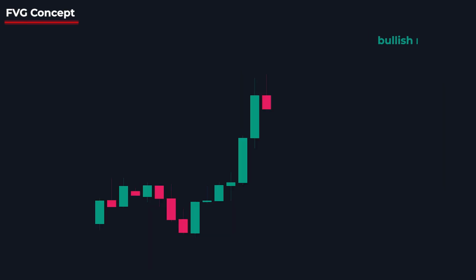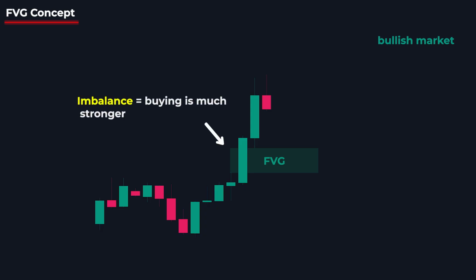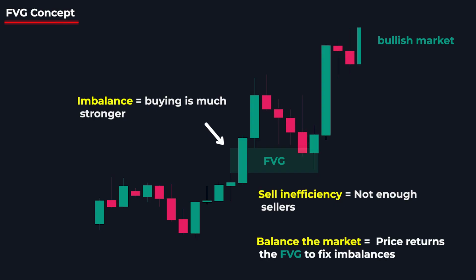When price moves up fast with little resistance, big players like banks or institutions are likely buying heavily, creating an imbalance. Since there weren't enough sellers, a buy-side imbalance forms, leaving a sell-side inefficiency, a gap where selling was weak. Price often returns to these areas to balance the market.